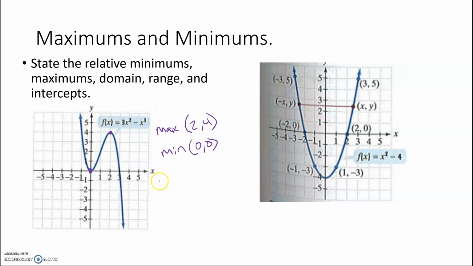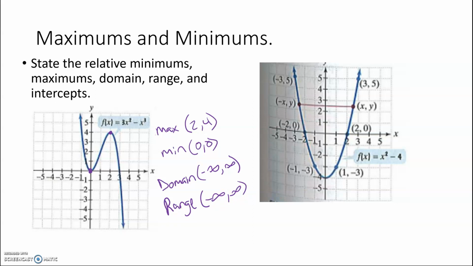Domain and range, just so we can practice that. Your domain, remember that's your x coordinates. Again, this graph is going to keep going and going. So we're at negative infinity all the way to positive infinity. Your range, remember that's your y coordinates. As low as we go, negative infinity, and as high as we go, positive infinity. You could also say all real numbers.